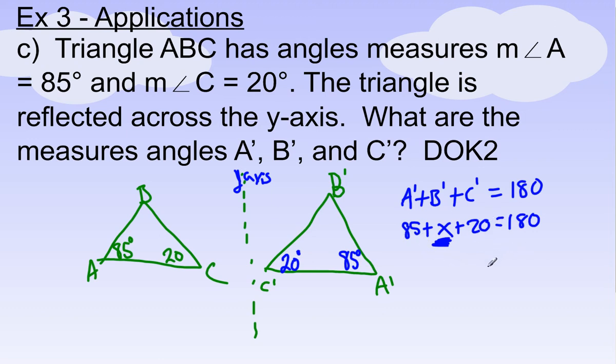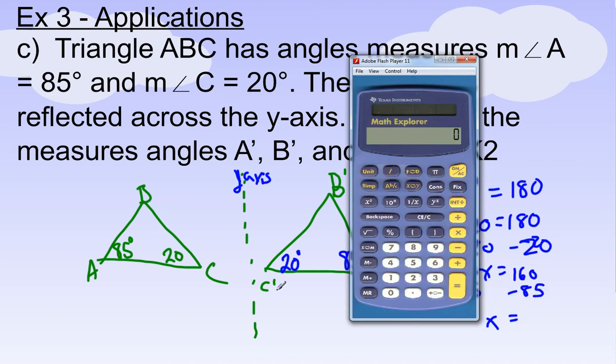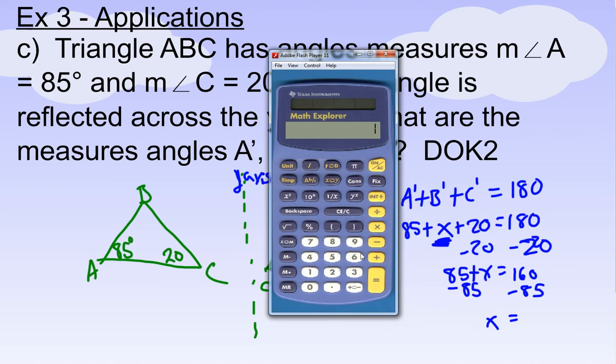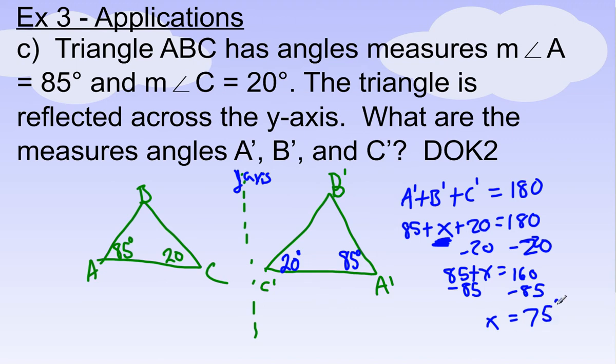What number would we plug in here to make this side equal 180 degrees? Well, you can do some guess and check, or you can actually solve the equation. Minus 20 on both sides. So 85 plus x equals 160. Minus 85 on both sides. X equals, handy dandy calculator, just don't want to make a mistake, 160 minus 85 equals 75 degrees. So that x, this missing angle, would be 75 degrees.